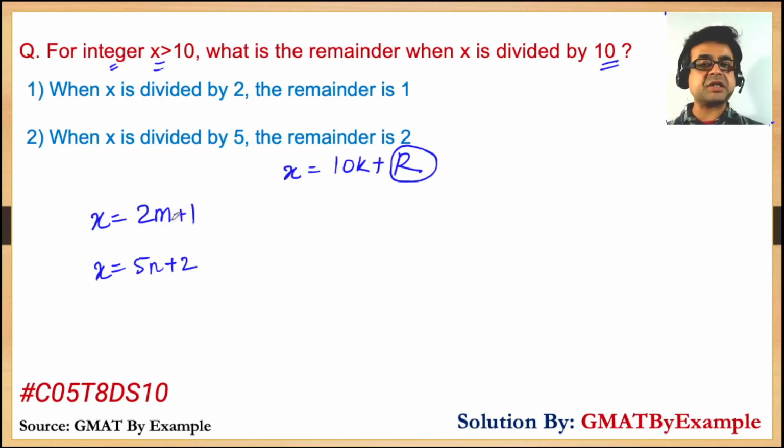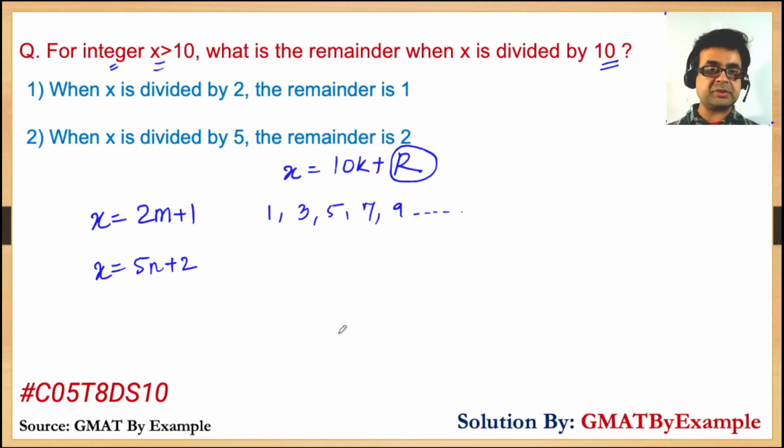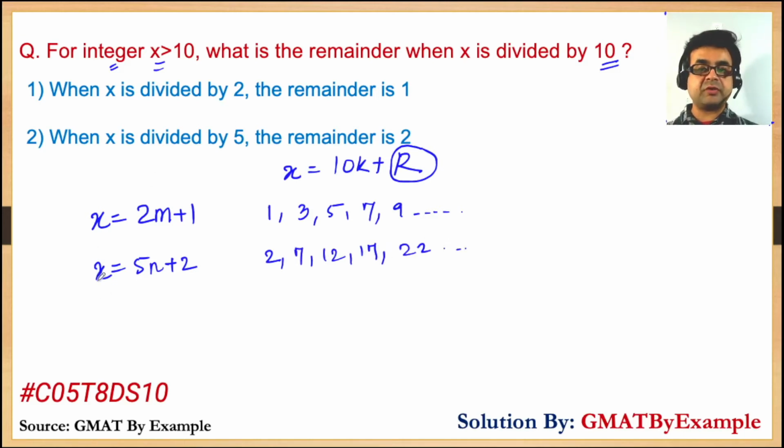Let's write down what the values of x could be, or what the series of x could look like, and start with m equals 0. So that would be 1, 3, 5, 7, 9, and so on. I recommend that you write about 5 to 7 numbers. And then similarly for x when n equal to 0 would be 2, and then so on, 2, 7, 12, 17, 22, and so on. So these are the possible values of x, right? And what else do we see here?